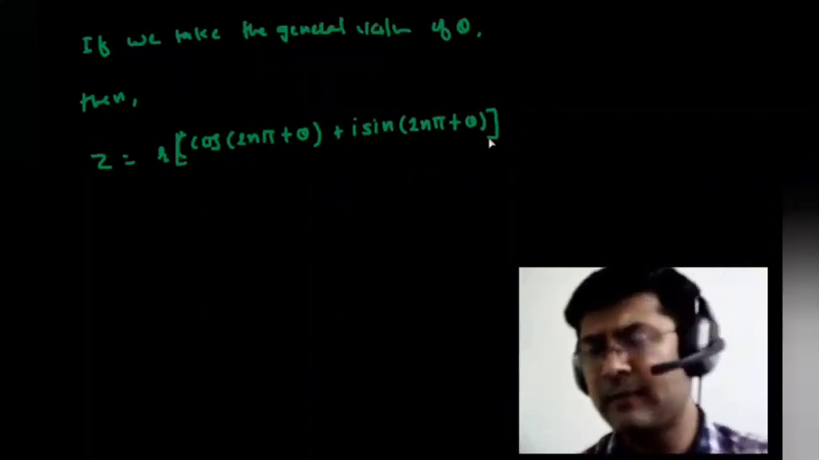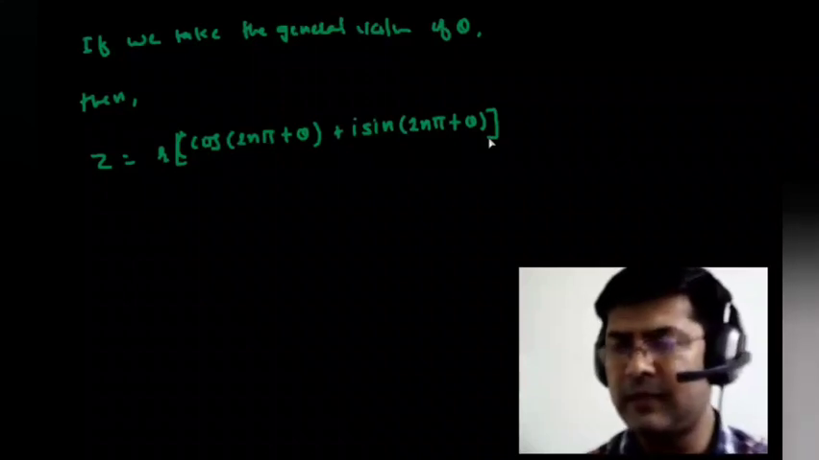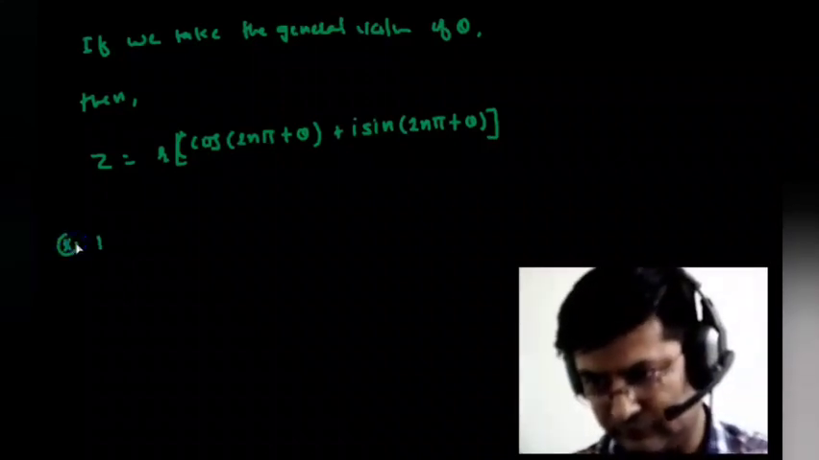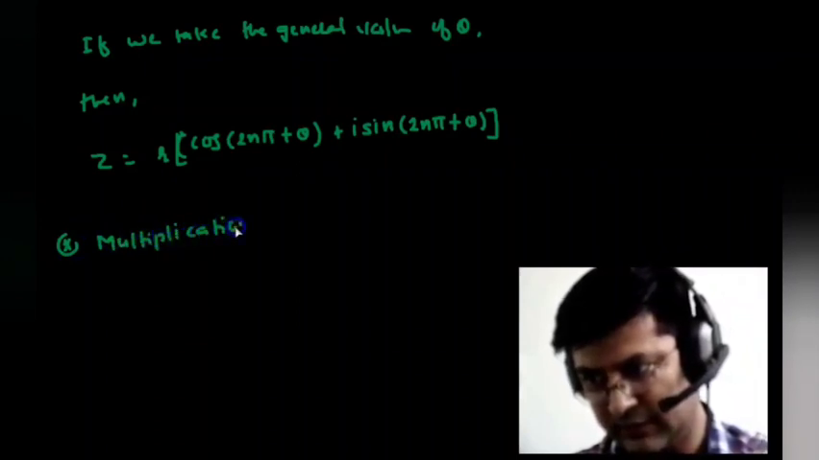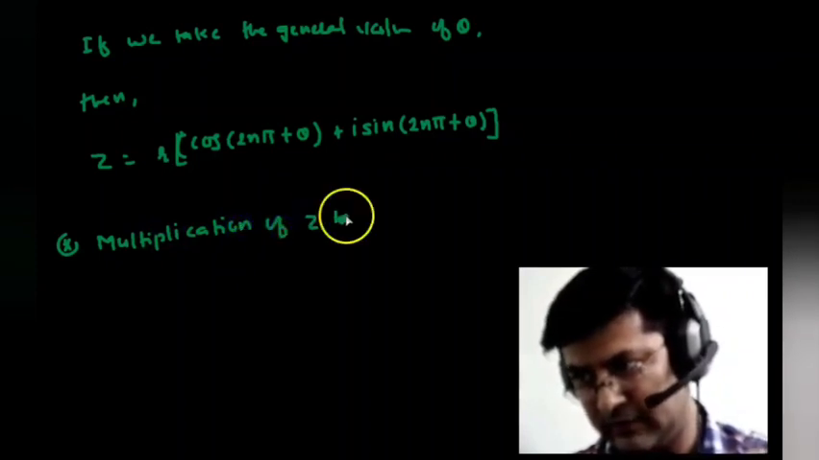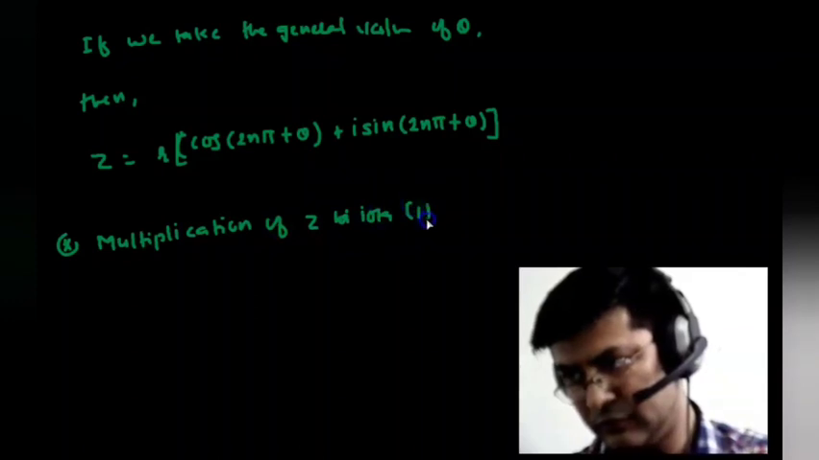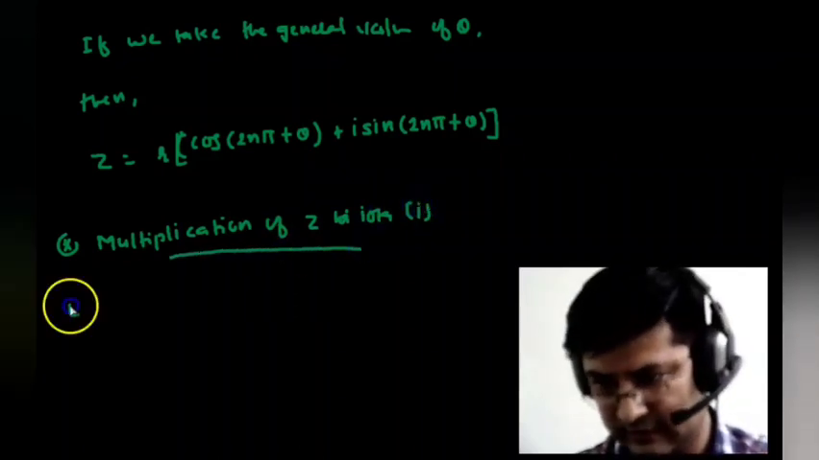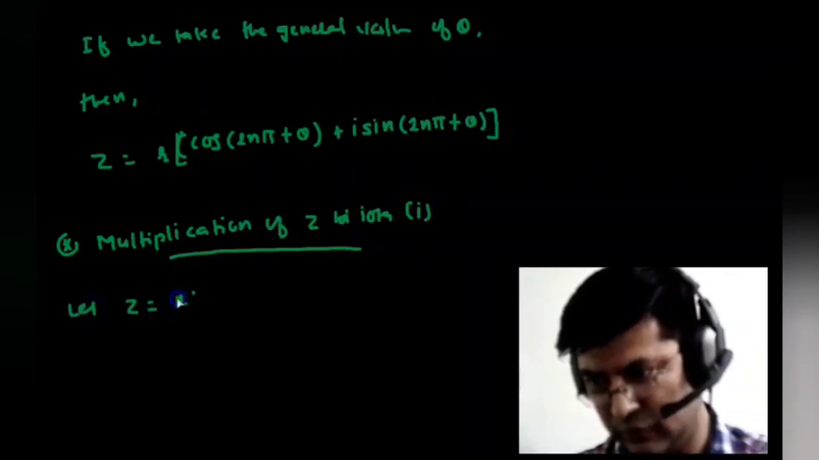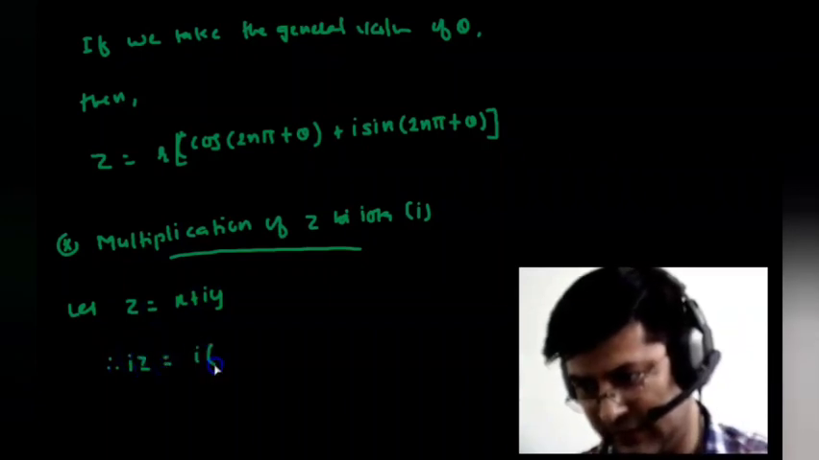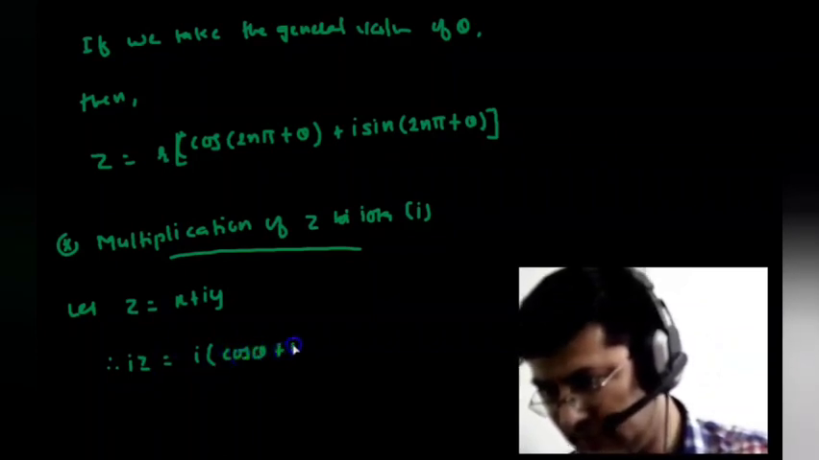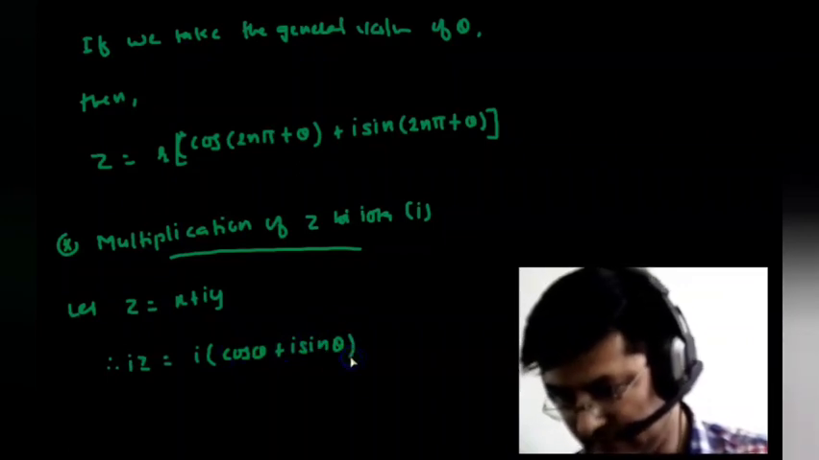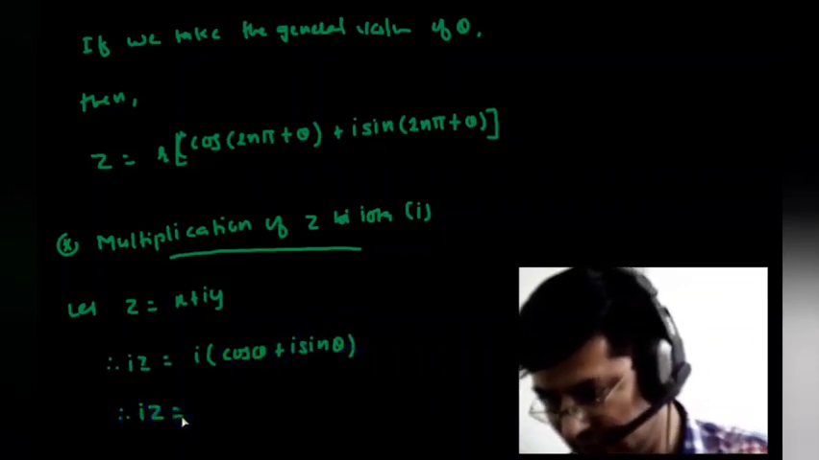Now let us see what happens when you multiply the given complex number by i. Multiplication of z by iota. Let z is equal to x plus iy. Now if you multiply by i, then we have i into, x plus iy written in the polar form as r into cos theta plus i sin theta. Clear?